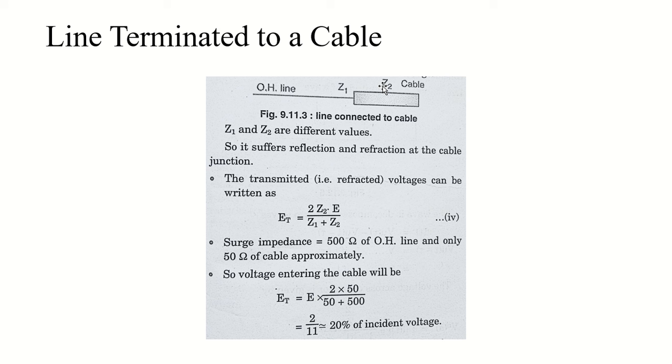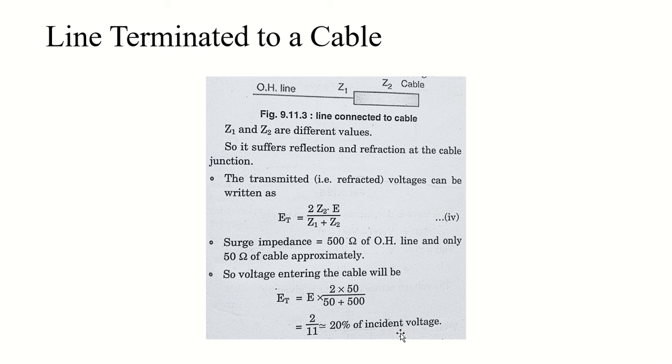So the refracted voltage is given using ET here, 2 Z2 E divided by Z1 plus Z2, and the surge impedance is also given to you. It is 500 ohms for the overhead line and only 50 ohms for the cable. Okay, these are the approximate values. So when we calculate the value of ET, it would come around 20% of the incident value. So that is what I was telling you.